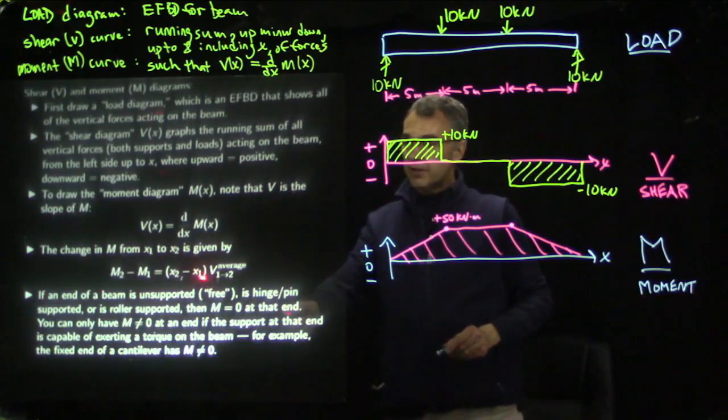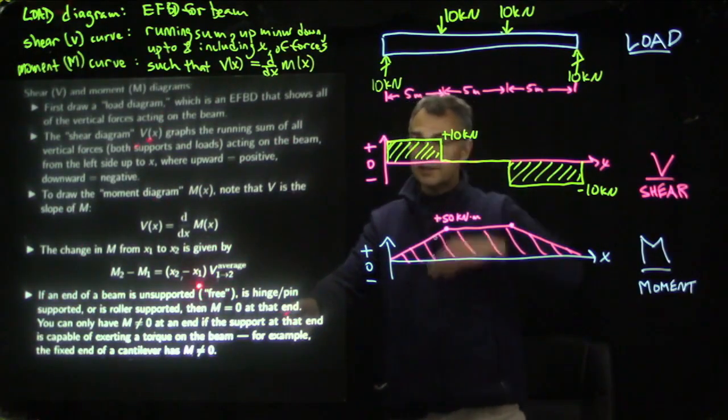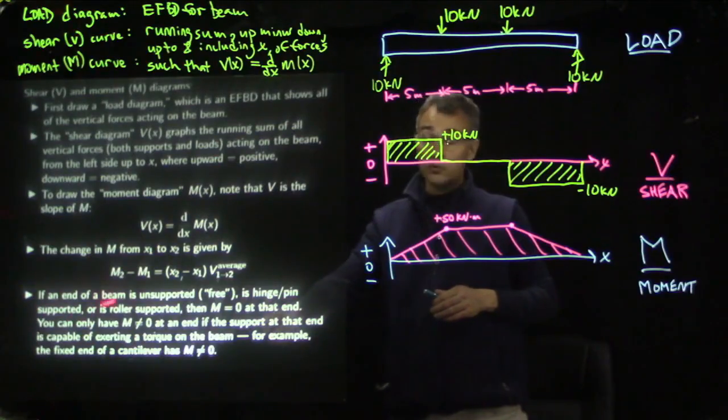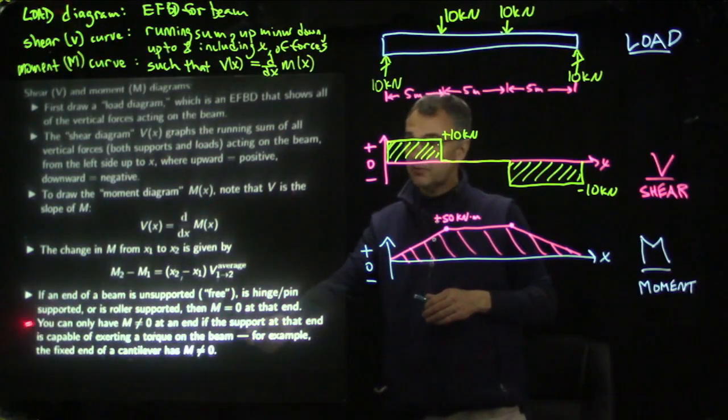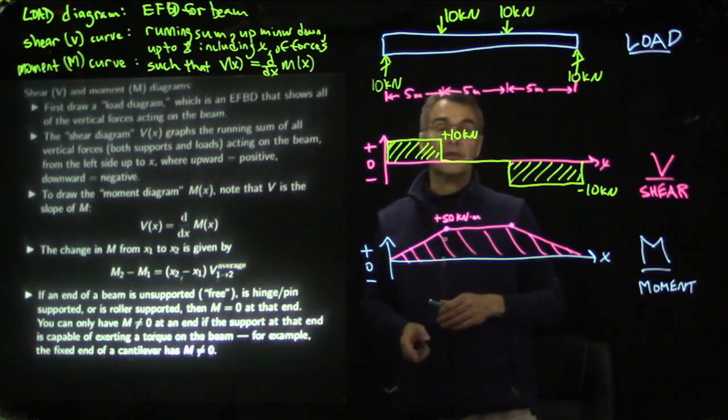If the end of a beam is unsupported, in other words it's free, just waving in the air, or if it's hinge or pin supported, or if it's roller supported, then the moment has to be 0 at that end. So normally moment is 0 at the end. The exception is you can only have M not equal to 0 at an end if the support at that end is capable of exerting a torque on the beam. For example, the fixed end of a cantilever has M not equal to 0.